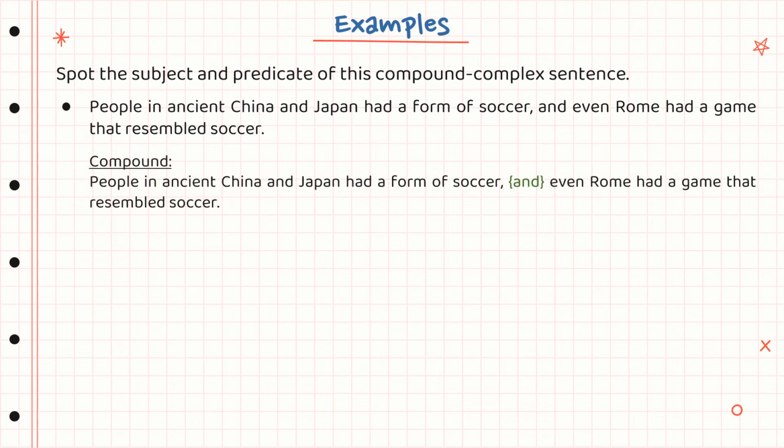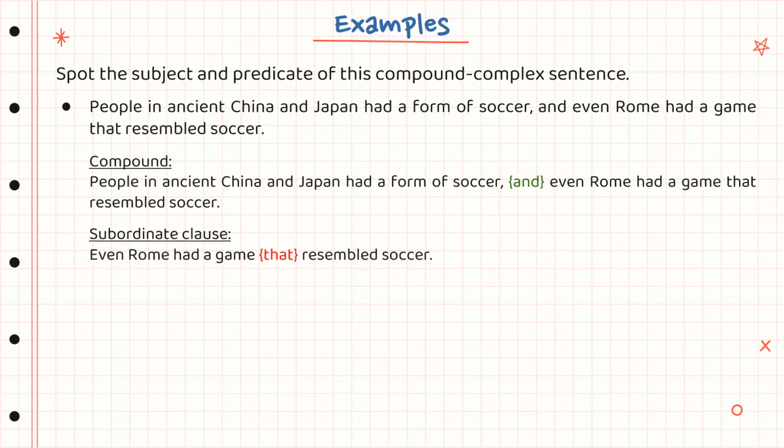As we can see, this compound complex sentence uses the coordinate conjunction "and" to connect two independent clauses. The first independent clause is "people in ancient China and Japan had a form of soccer," and the second independent clause is "even Rome had a game that resembles soccer." Next, you can identify the subordinate clause marked by the subordinate conjunction, which is found in the second part of the sentence. So this sentence uses the subordinate conjunction "that."